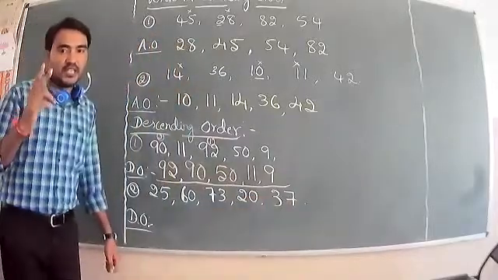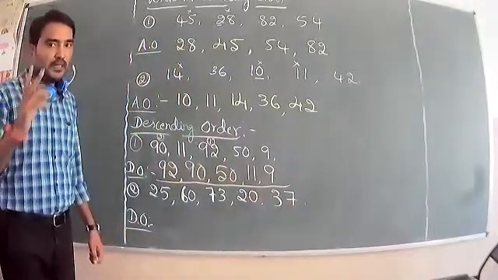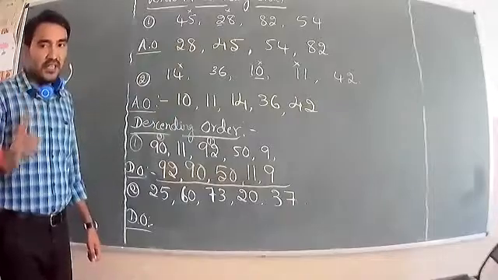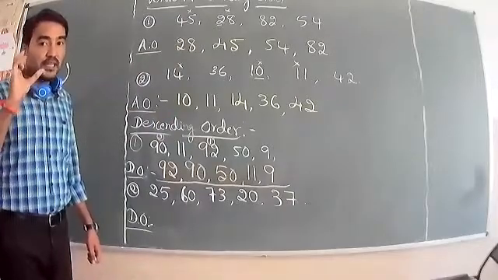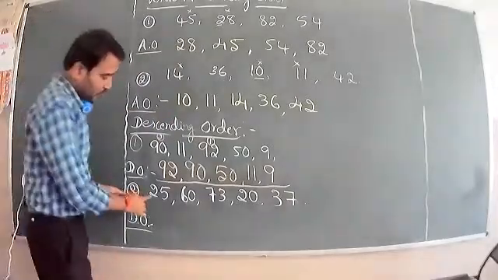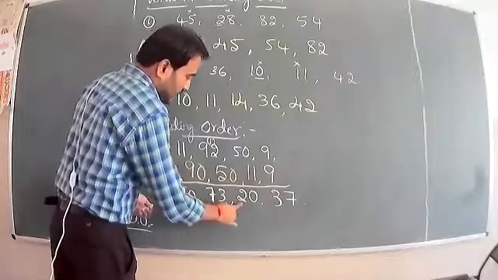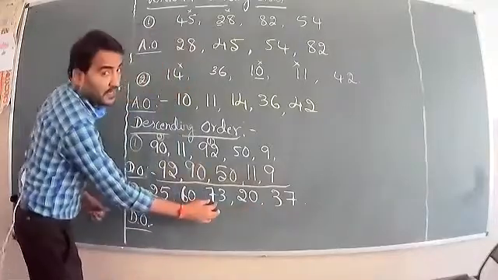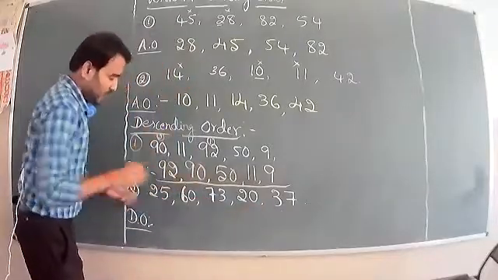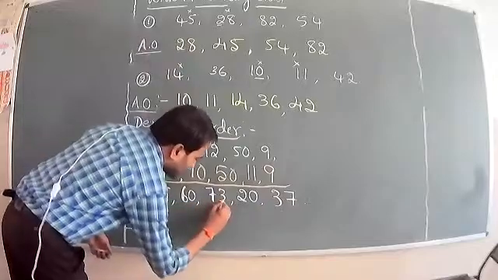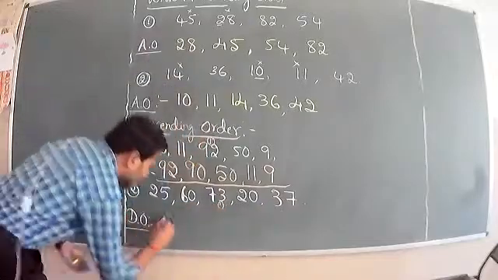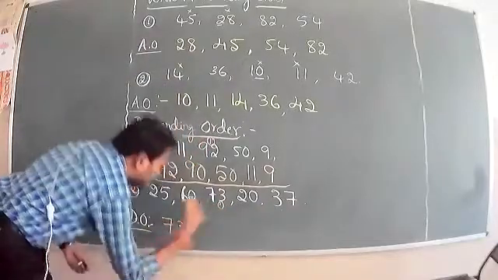Now compare the tens value. For descending order, first we find the biggest number. So the tens digits are 2, 6, 7, 2, 3. 7 is the greatest. The tens value 7 is greater. First we should write this one: 73, the greatest number, because it has the greatest tens.